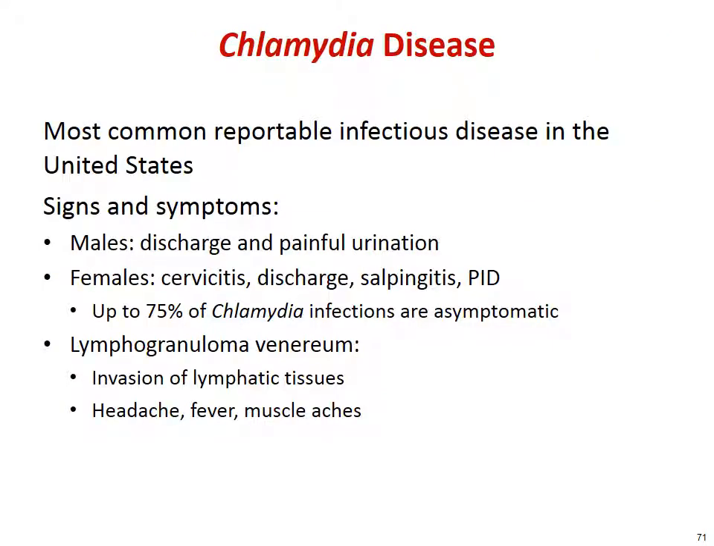So let's talk a little bit about chlamydia. Chlamydia is actually one of the most common notifiable or reportable infectious diseases in the U.S. Unlike with gonorrhea here, males will typically have signs and symptoms, including discharge and painful urinations. The females, on the other hand, tend to be those that are more likely to be asymptomatic. If they do have symptoms, it would be inflammation of the cervix, even discharge, and potentially the development of PID or pelvic inflammatory disease. This can spread and cause, again, other problems, but in general, again, we typically think of this as being sexually transmitted.